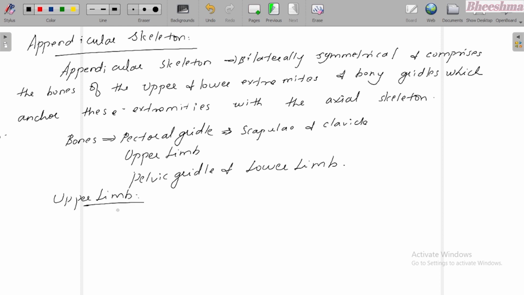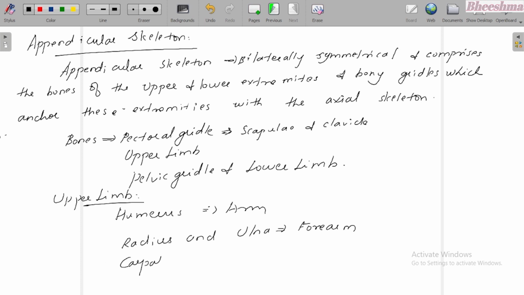In the upper limb, here it contains the humerus, that is within the arm, and the radius and ulna within the forearm, carpal bones, metacarpal bones, and phalanges within the hand.